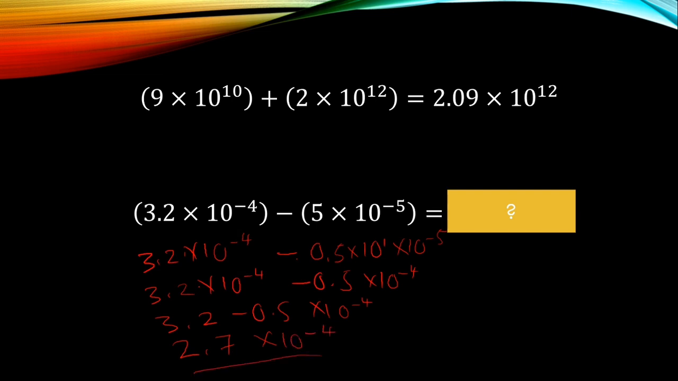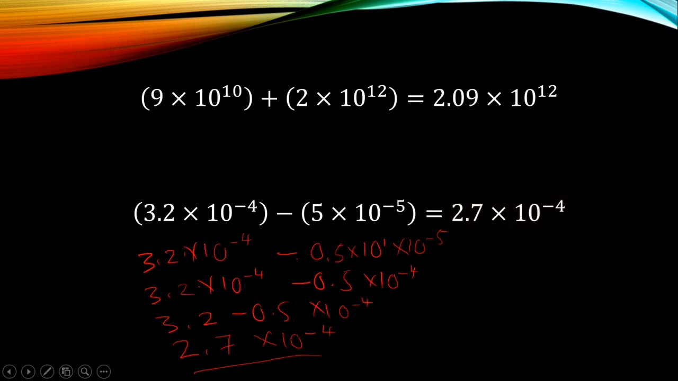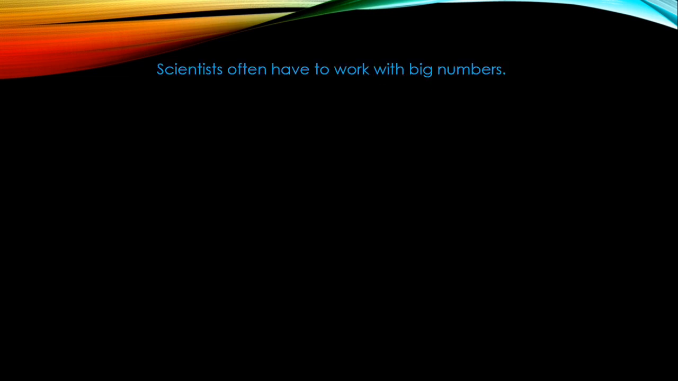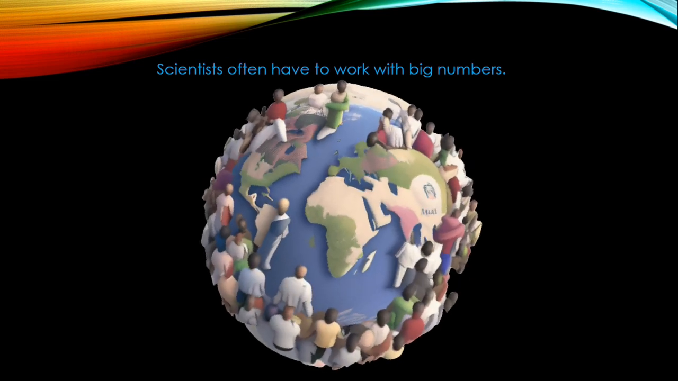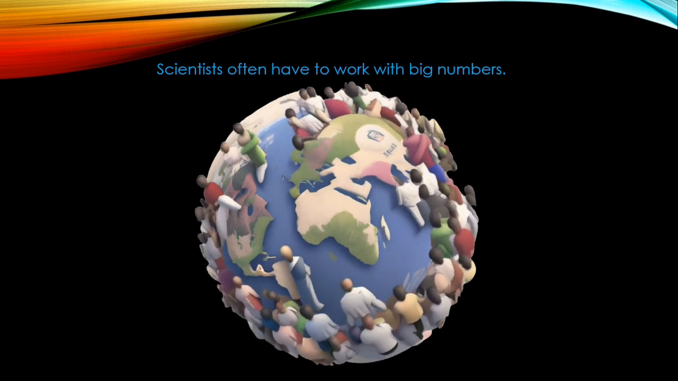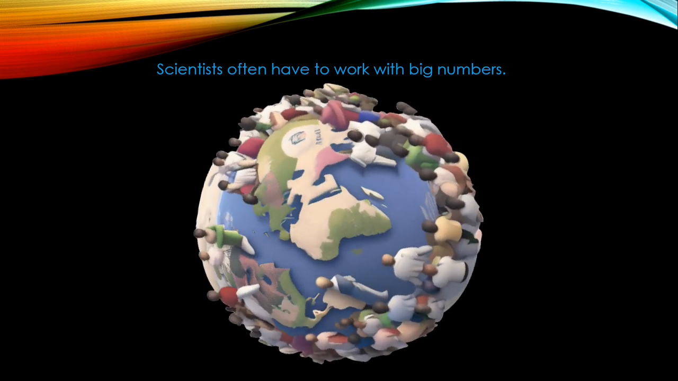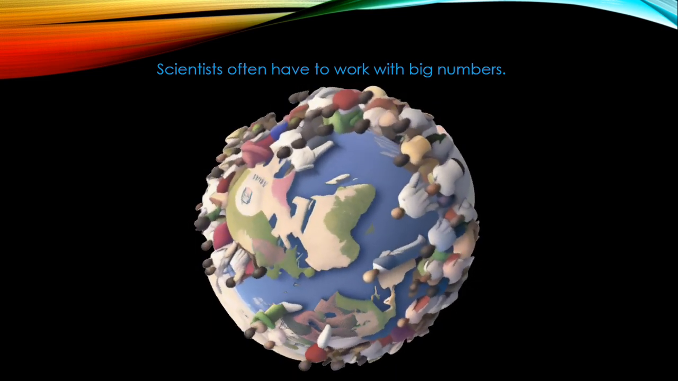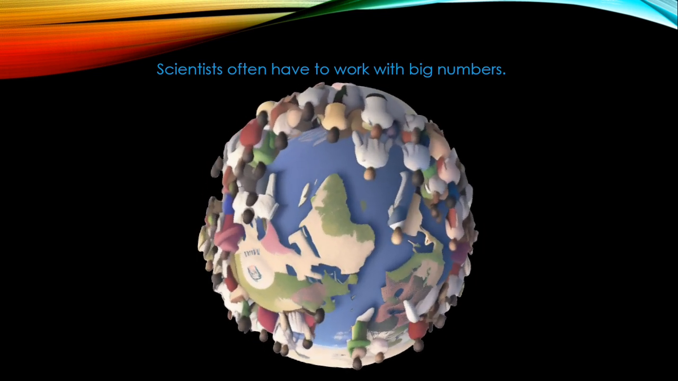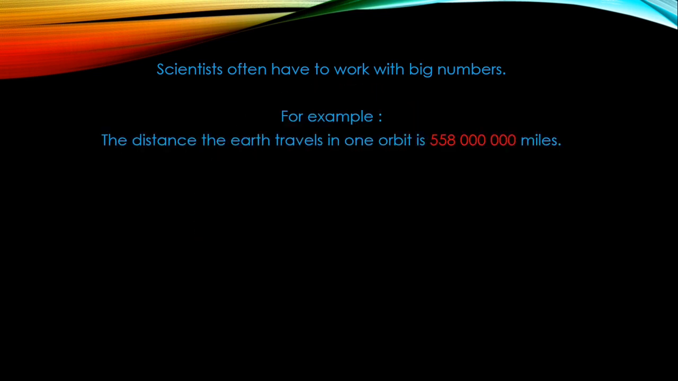Now you may be wondering, why the need for standard form? Why do we even need to do this? Why can't we just live our lives in peace and not be worried about these conversions? So you'll notice that scientists often have to work with big numbers. For example, the number of people in a country, the number of people in the world, distances around the planet, etc. For example, the distance the Earth travels in one orbit is 558 million miles.